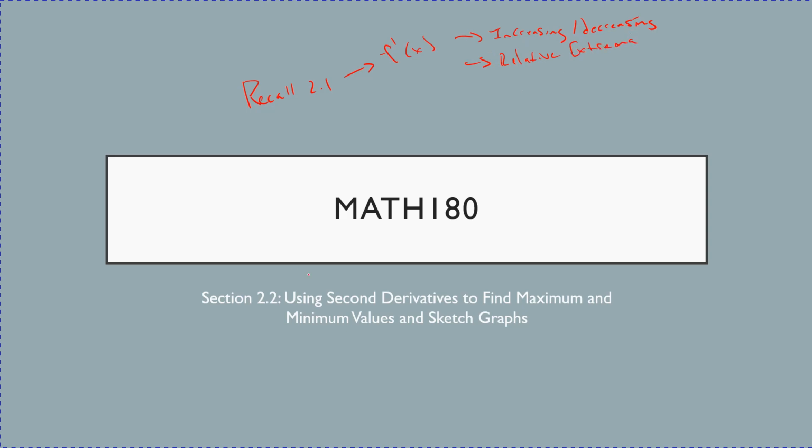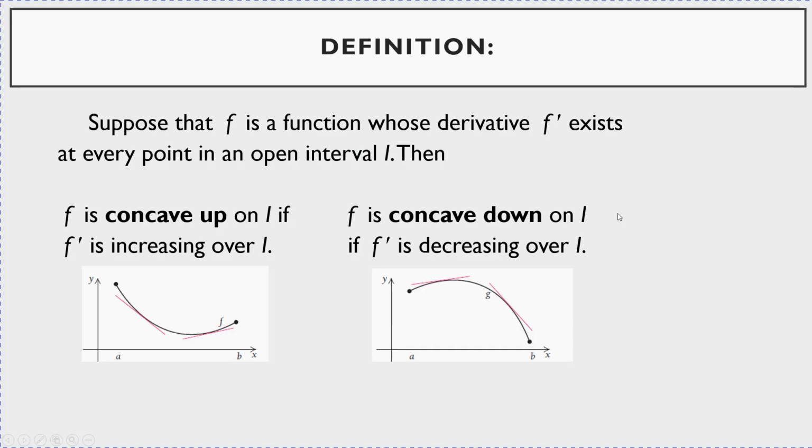In this lecture we're going to be talking about second derivatives, so f double prime of x, and how you use the second derivative to find maximum and minimum values. Then we'll talk about an application of the second derivative, something called concavity. So to start, let's start with concavity.